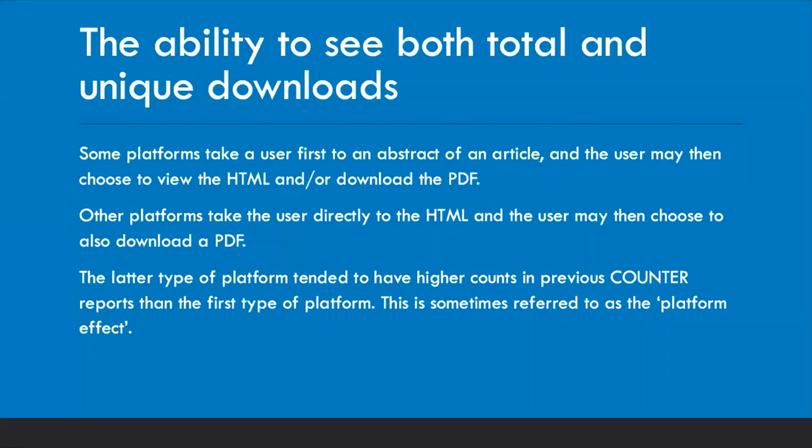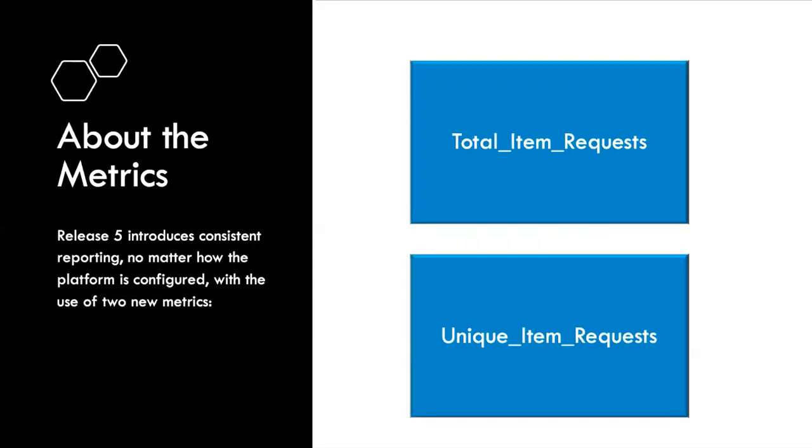The ability to see both total and unique downloads is really important, and this came to us as a question from the library community, on how to disambiguate the usage between what is the total kind of unique title usage and what is the total HTML and PDF combined usage. So we've done this by creating these two different reporting types, total item requests and unique item requests.